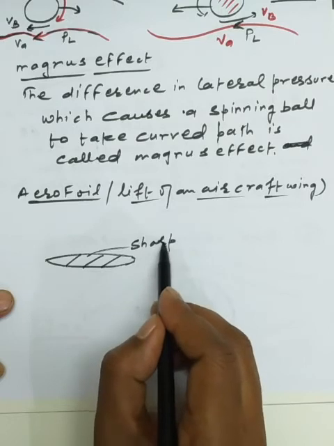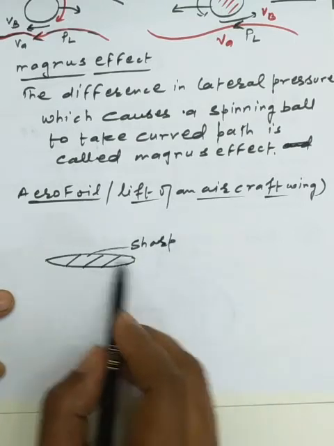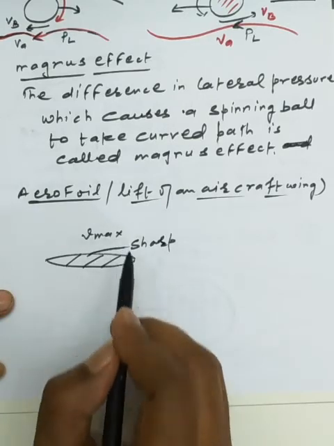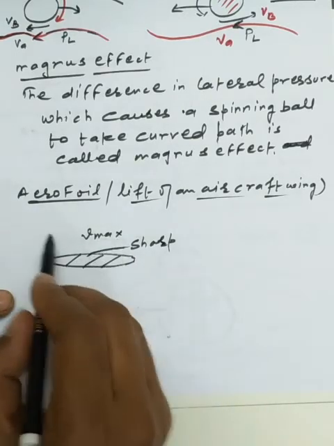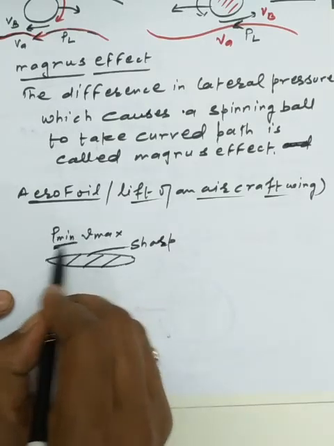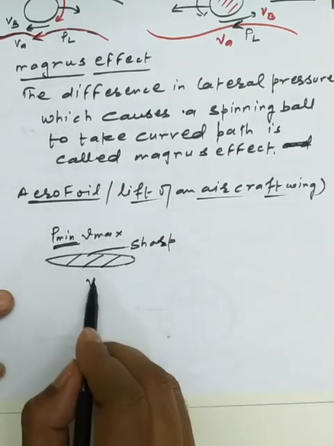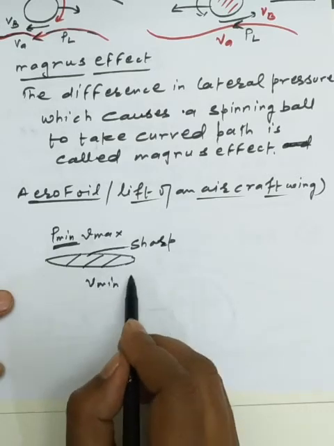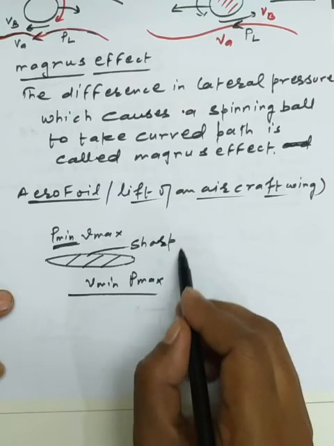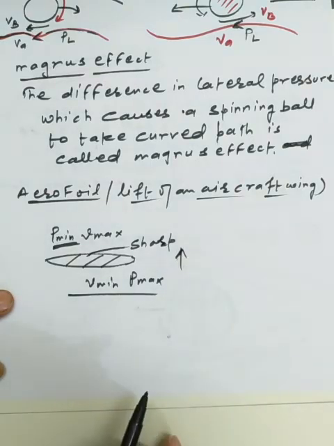Due to the sharp edge, the sharp surface, the velocity will be the maximum in the upper part. As the velocity is maximum, the pressure will be the minimum in that portion. And in the lower part we have the V minimum, so the pressure is the maximum, so it gives a little bit of support to lift the aircraft wing or the aerofoil in an upward direction.